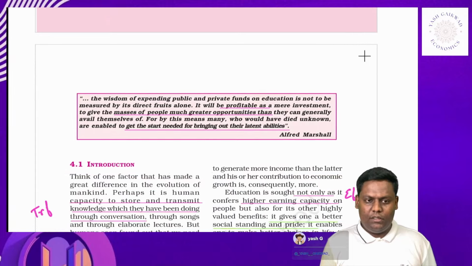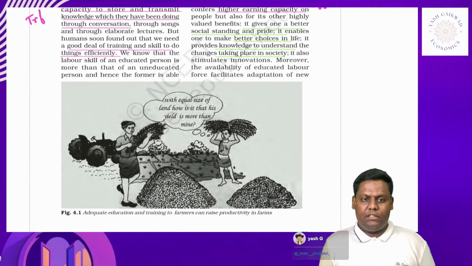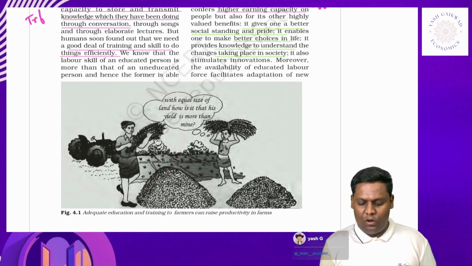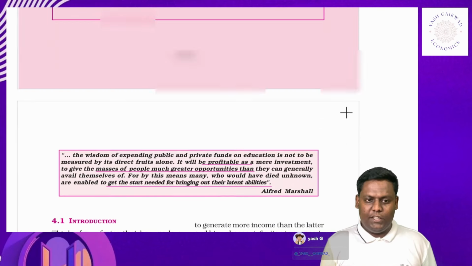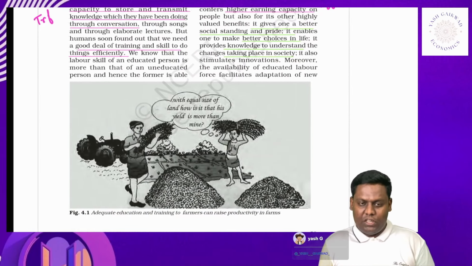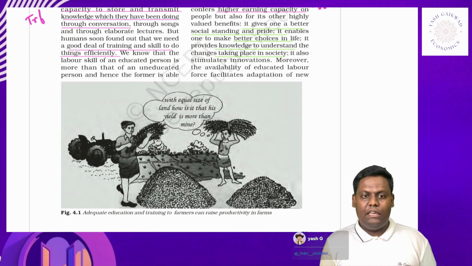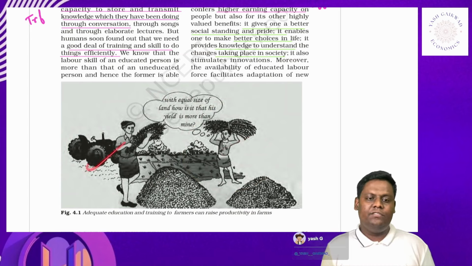In this unit, the very first picture that you see is of two farmers, where one is complaining that why the other farmer is able to produce better results than him.